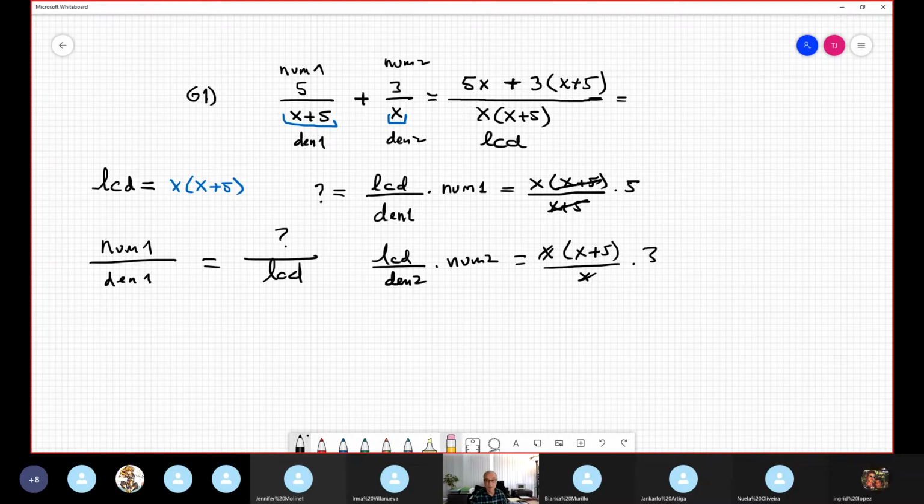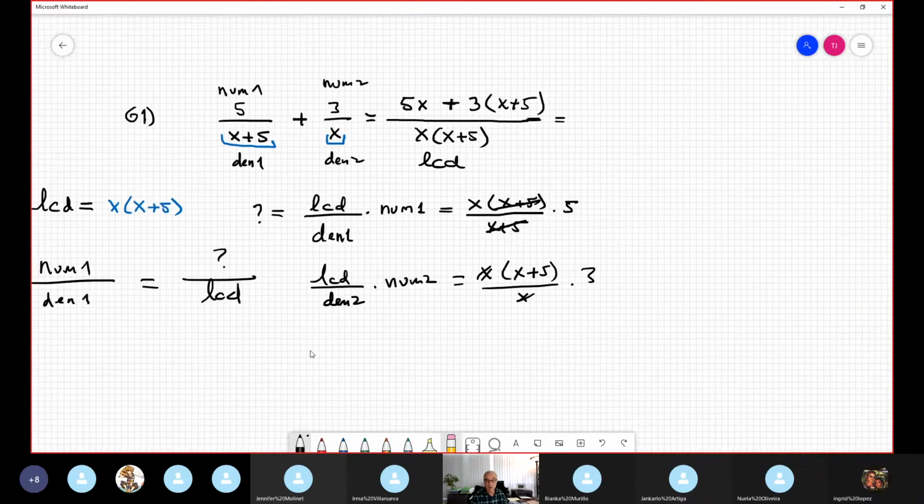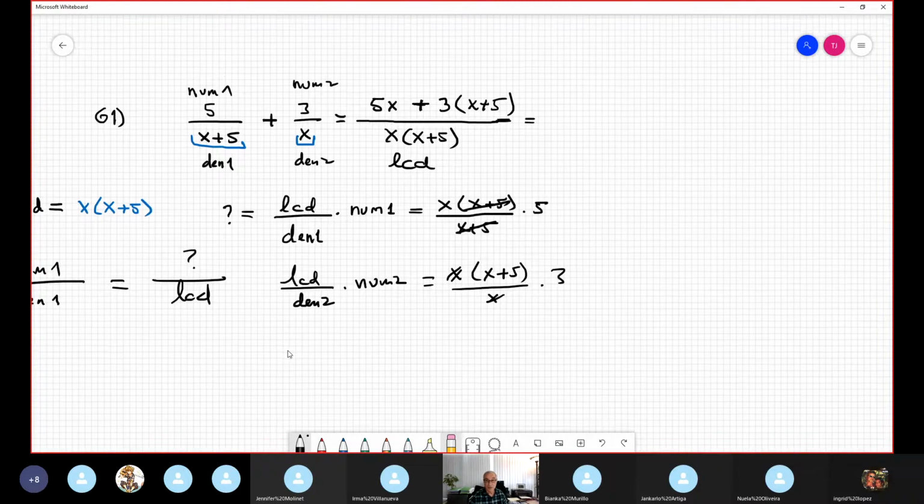I manipulate a little bit this expression. You eliminate the parentheses. Apply distributive property. Look, this is 5x plus 3x plus 15. Now, of course, we combine later.